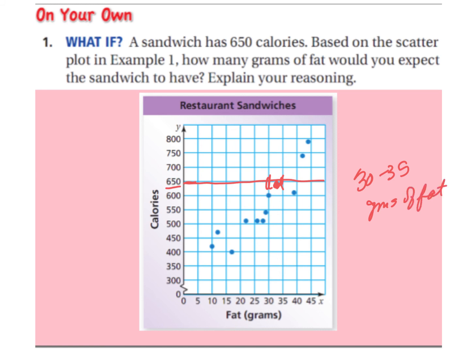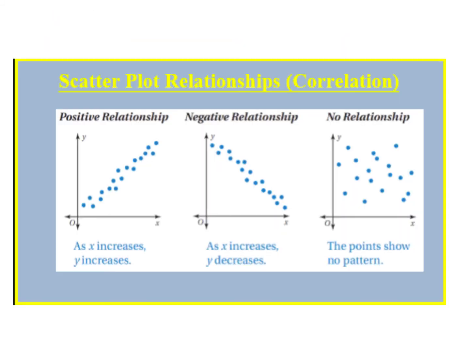But like I said, we're going to look at relationships. So I want this in your notes. As x increases, y increases. That means basically your graph is going to go up. A negative relationship, it goes down. And no relationship, if you look, they're all over the place. There isn't any sort of trend that goes up or down. They're all over the place. So kind of put this in your notes.